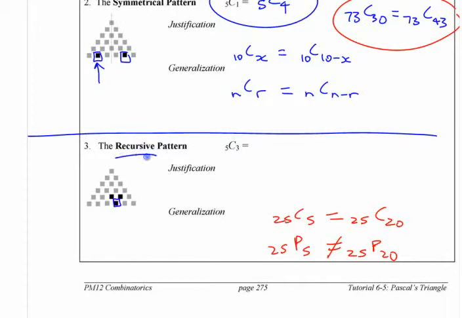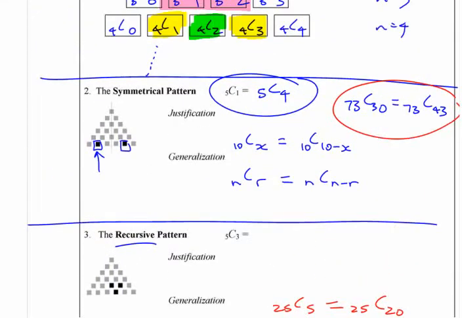The recursive pattern. The recursive pattern means what happened, or why is this? Why does this come from the two above it in that? Okay. If you think about it in terms of moves on the grid, it's obvious why, right?